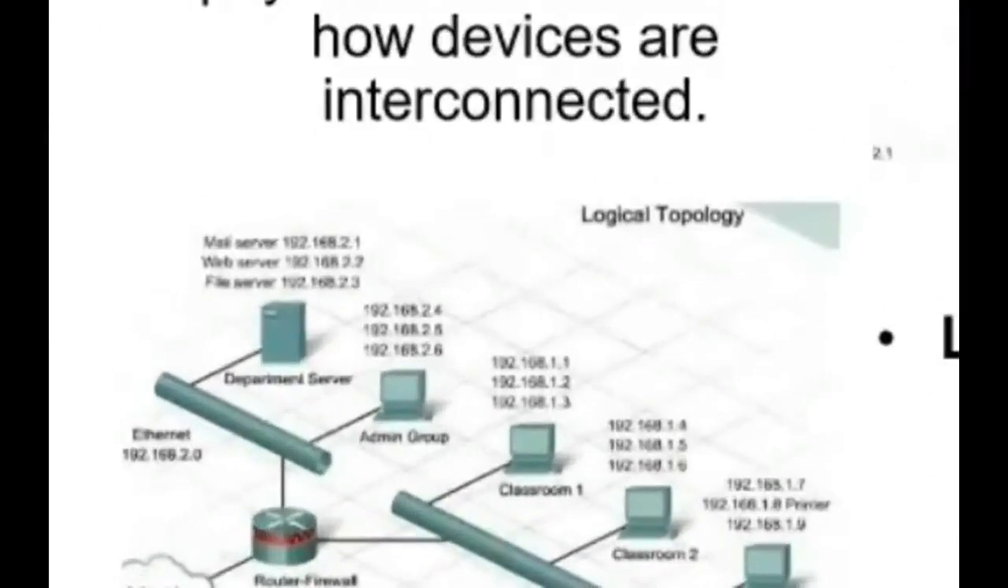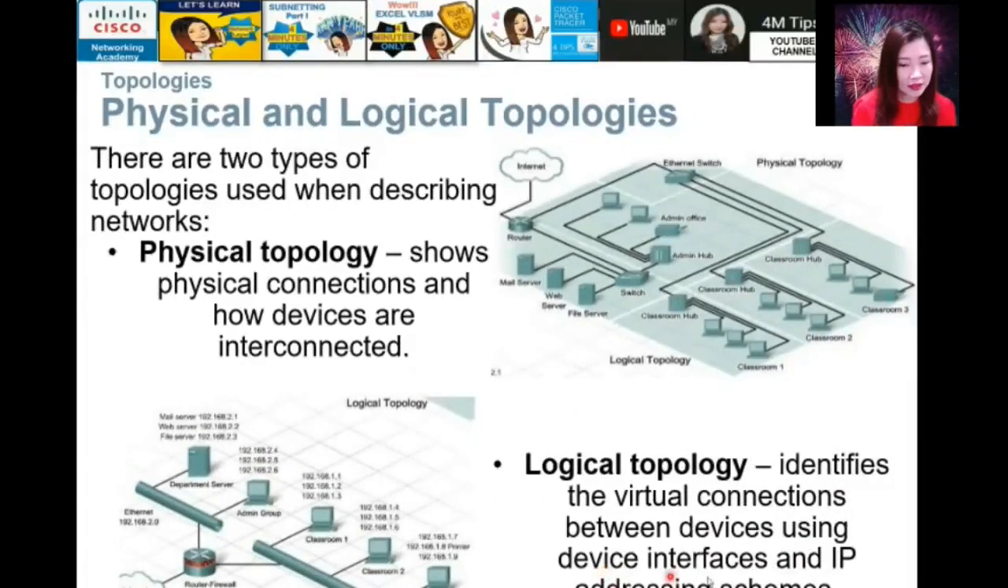We talk about the logical topology. The logical topology you see here is not drawing the real PC, but it will use the labeling to represent that this is the logical. It identifies the virtual connection between the devices using the device interfaces and also using the IP addressing schemes, to identify how many computers you have. That is what we call logical topology.